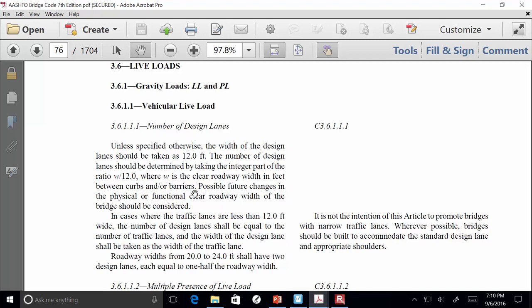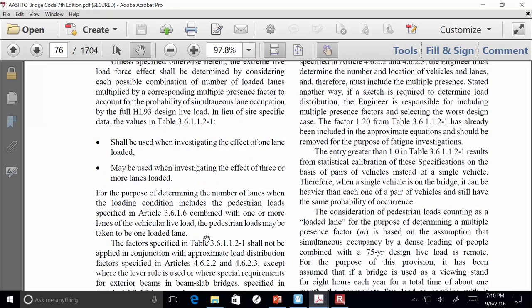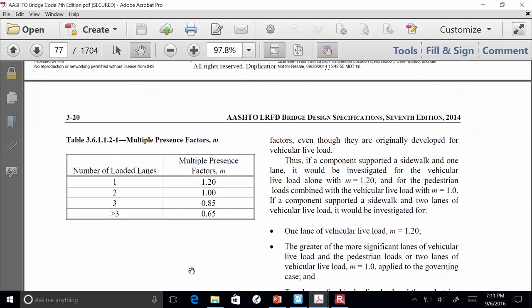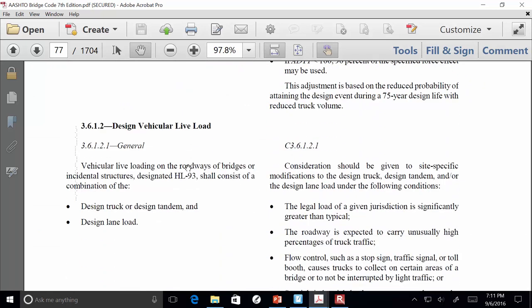We'll talk later also about multiple presence factors. The idea about multiple presence factors is they're trying to account for the probability that you have coincident trucks on the bridge at the same time. A lot of the distribution factors that we'll use later have multiple presence factors built into them, but some of them we actually have to go out of our way and incorporate. There's a table right here that describes it, but we'll talk about that later. Now, this we have talked about. The actual vehicular live load consists of either the truck in the lane or the tandem in the lane, and that's what we've got in those two bullet points.